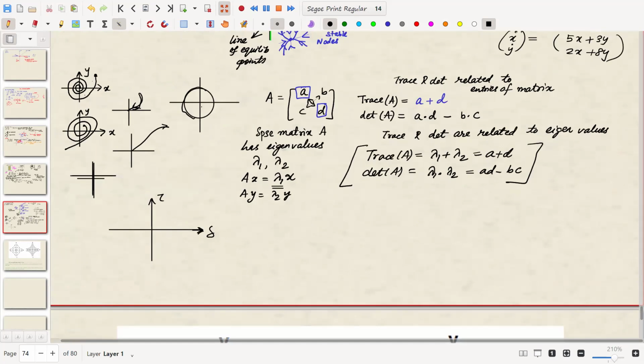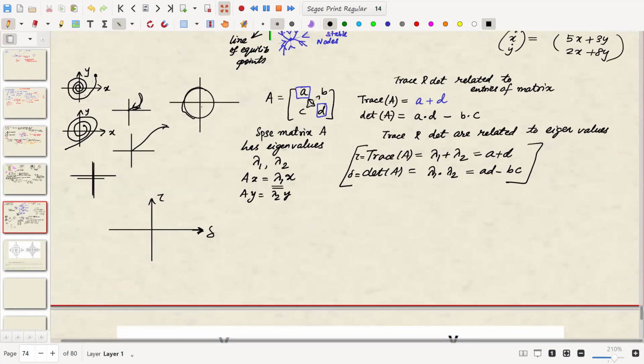So the trace determinant diagram. Tau is the trace, and delta is the determinant of A. This is the notation we follow. Just by looking at this trace determinant diagram, you can classify various dynamical behaviors. What they did is just like what some of our mini project students are doing, a regime map.